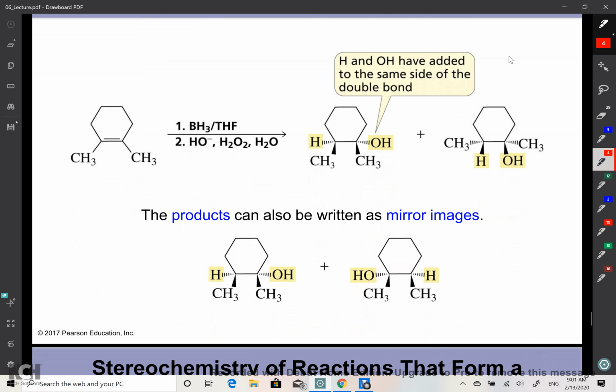And again, this is another example of hydroboration. You will see that here they are both on the dash, and over here they are both on the wedge. And again, I will emphasize, observe the molecule to see if you can have a meso compound. Observe the product and see if that gives you the meso compound.